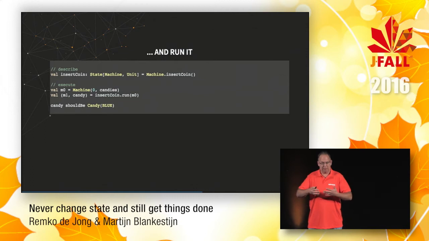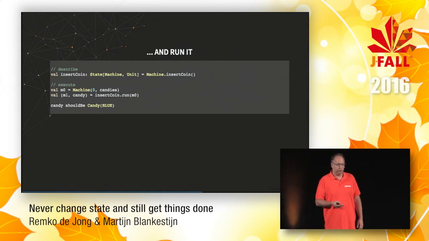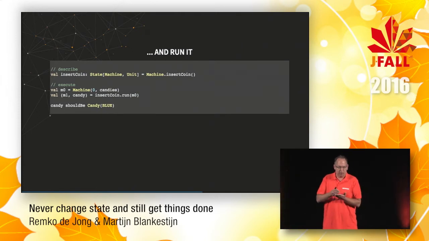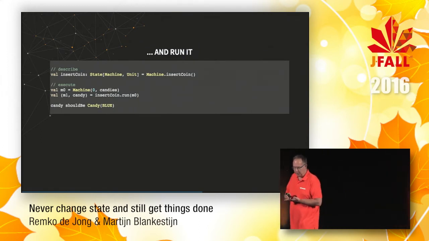That only wraps that function. Then we have a new machine, and then we can call run on it. And then that's the part when the computation is being done. And we get a result, in this case, a new machine and a candy. And, well, the candy should be blue. That was the first one.